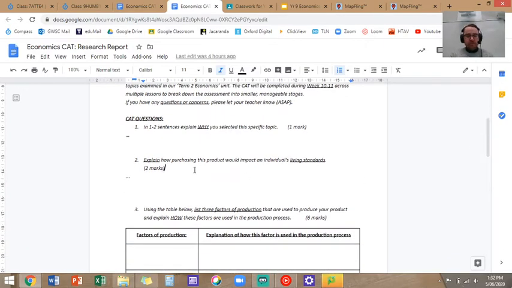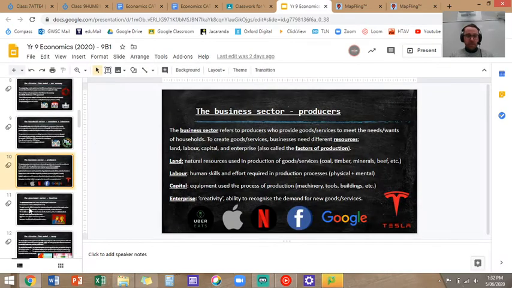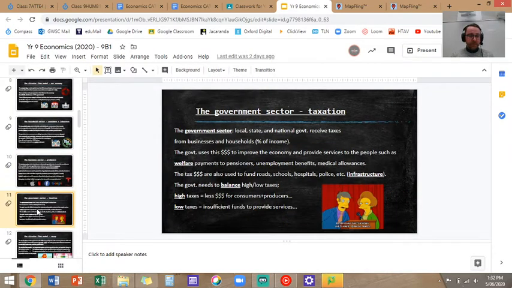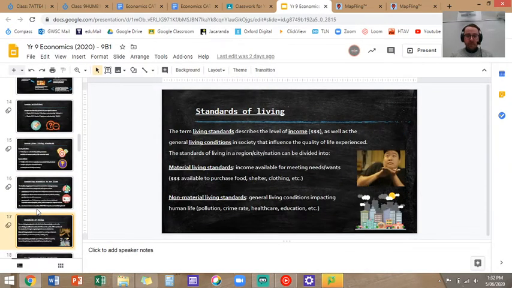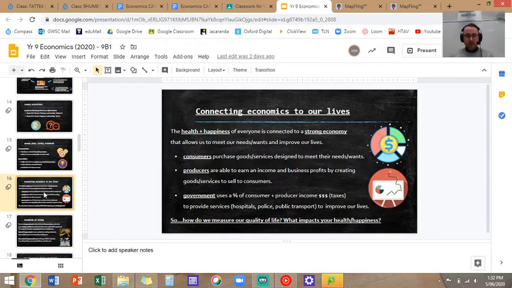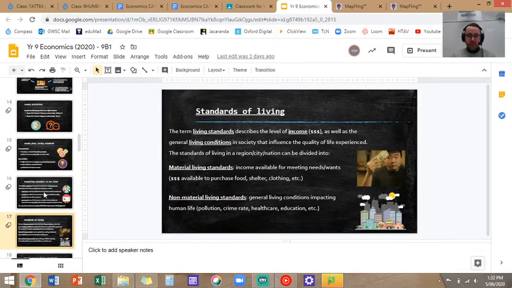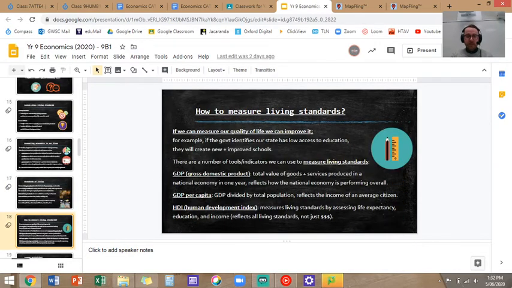Question 2. Explain how purchasing this product would impact an individual's living standards. If we remember our economics slides, living standards are located down here in slide 17. We talk about how living standards are connected to economics, the different types of living standards, how we measure living standards with GDP and HDI.